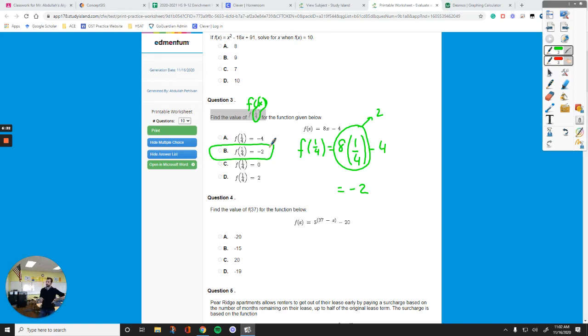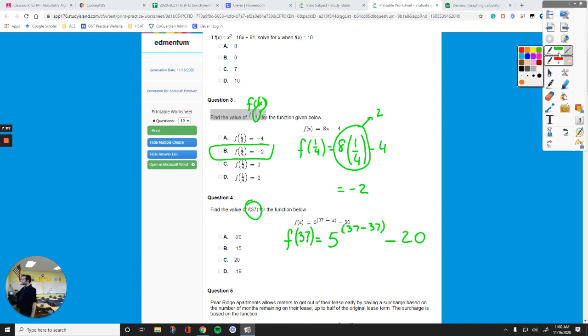Number 4. It basically tells you to find the value of f of 37. And if you just compare the left side, x becomes 37. You do the same for the right side. Wherever you see x, put 37. 5 is in the base. At the top you have 37 minus, it was x, but it becomes 37. And then minus 20. These are in the base as well.